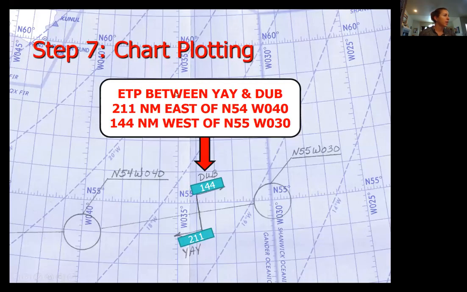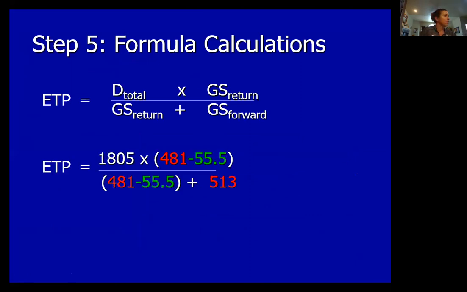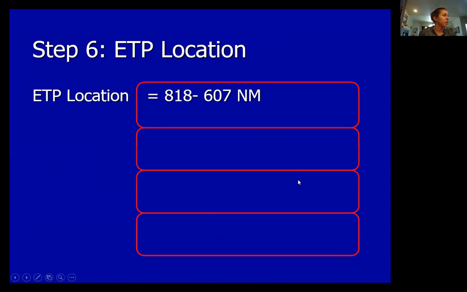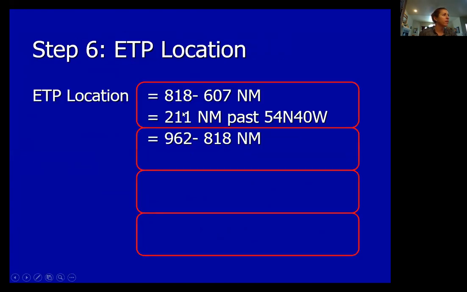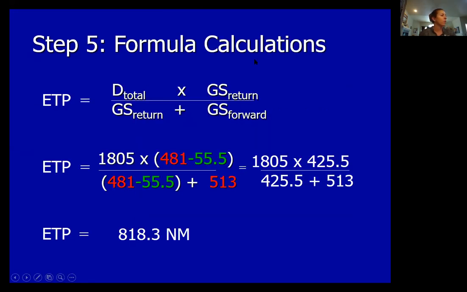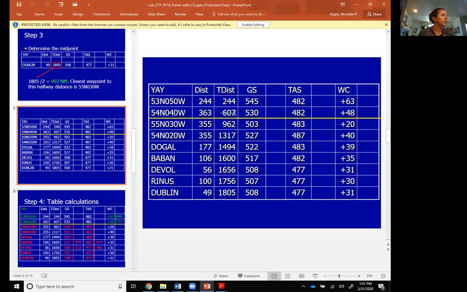All you've got to do is take the between Yay and Dublin, what you figured out to plot. Let me go back. I don't think I showed you the solution. The ETP itself is at 818 miles, so 818.3, and by goodness, round it down to 818, that's fine. And then you end up with 818 minus 607. Why did I do that, Michaela? Why did I go minus 607 there? Because that was your last waypoint before the 803. Yes, because we're going to go back and we're like, oh, there it is, 607.